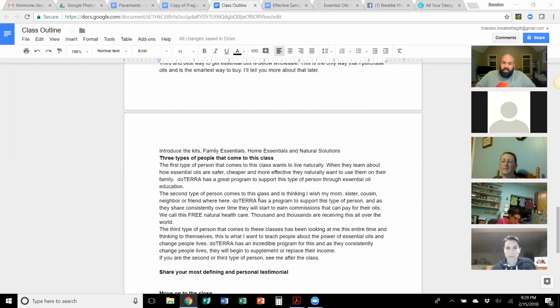This is a way to get a lot of doTERRA products in your home to try and find what works best for you. Yeah. Is it suggested to mention the pricing or just?